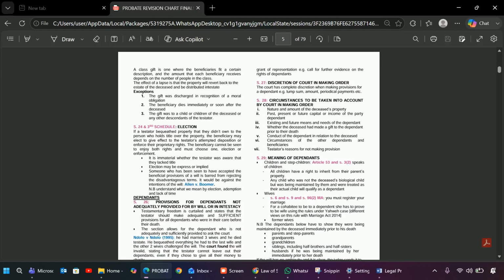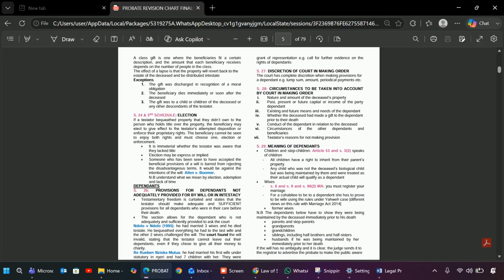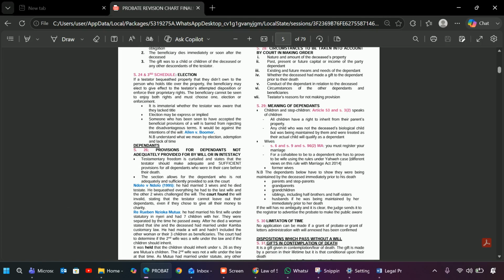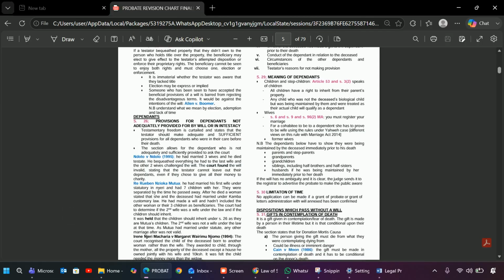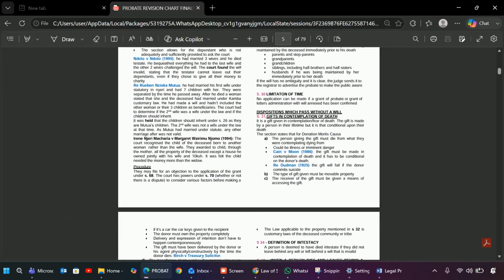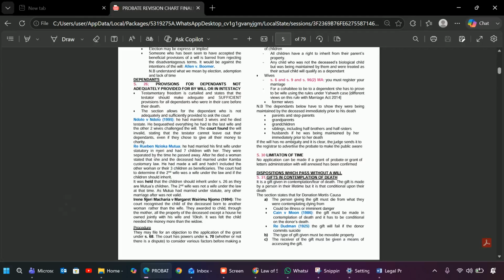So to that point, we have understood what we mean by election, ademption, and lapse of time and the exceptions thereto. Then let us read about dependents. About dependents.